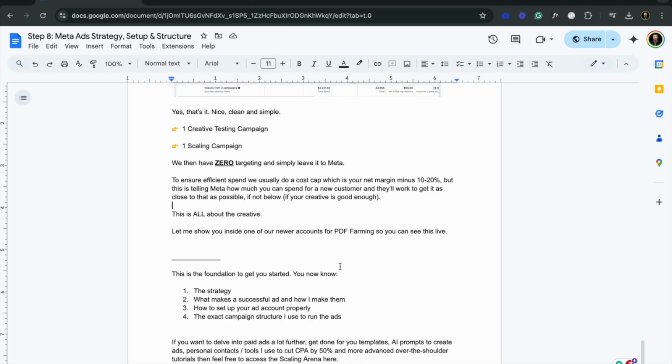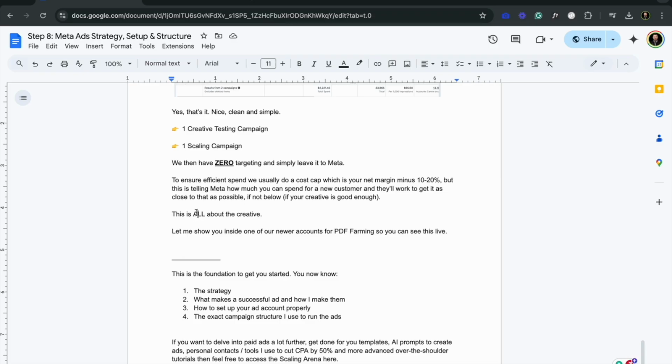So yeah, I always personally have a cost cap in. Again, you can speak to 10 different Meta advertising people. Everyone has a different method that they say works and works for them. That's fine. I'm just showing you what works for me and what's worked for hundreds of other people that I've worked with over the years with this.